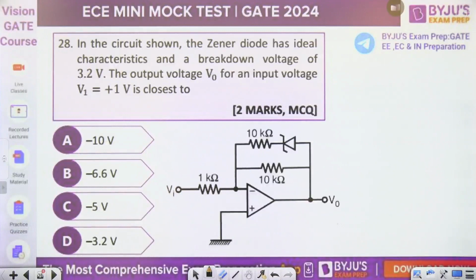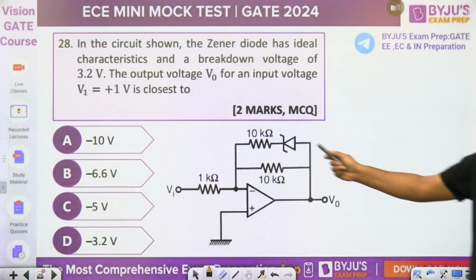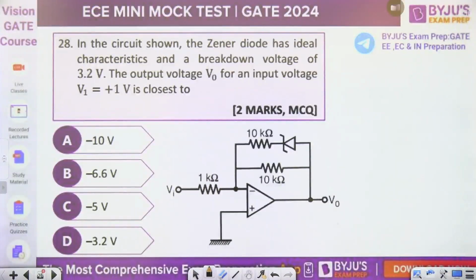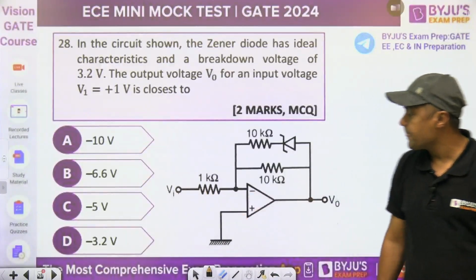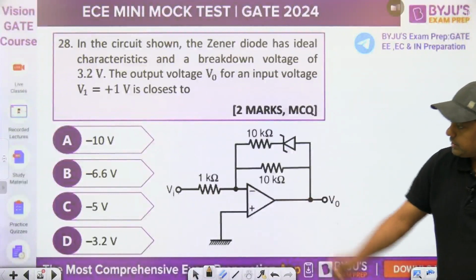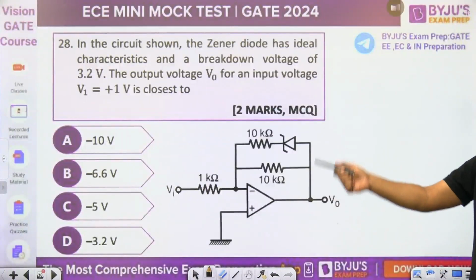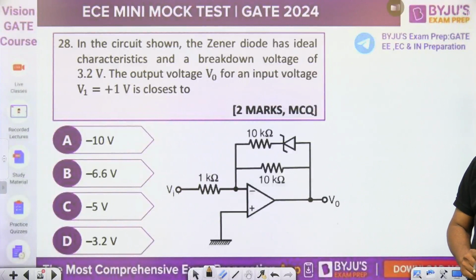Now, in the circuit shown, the Zener diode has ideal characteristics and a breakdown voltage of 3.2 volt. The output voltage V0 for an input voltage of 1 volt. Here we are giving the input voltage 1 volt. It is connected to the inverting terminal, and that's why all the answers are negative. All the answers are negative because it is a 180-degree phase shift. 10 kilo ohm, 10 kilo ohm, Zener diode is connected here.